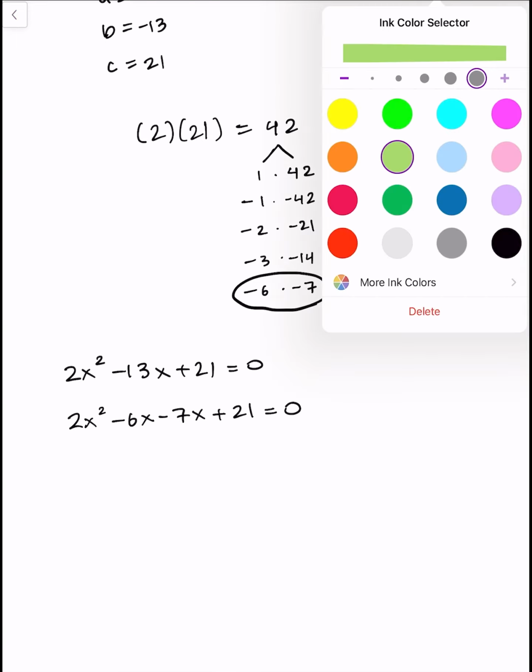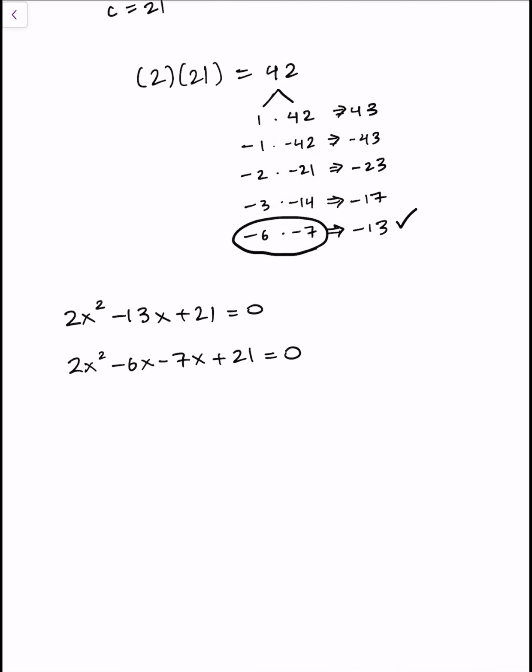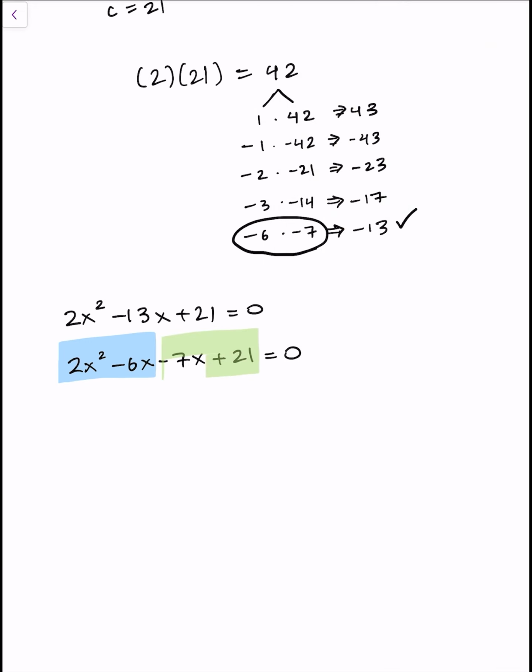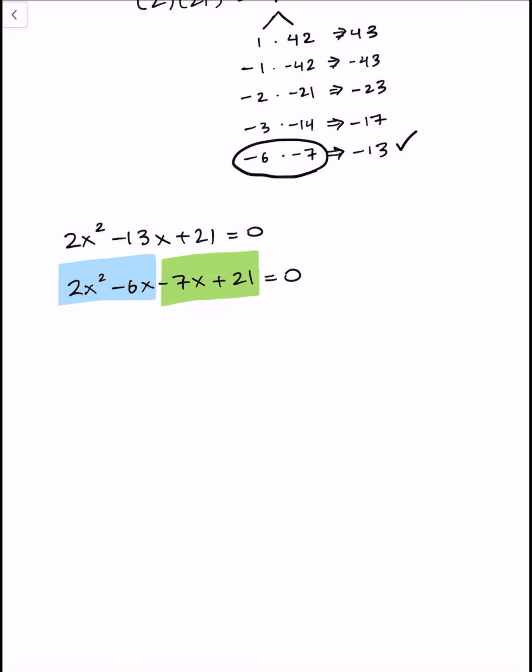And just like last time, I'm going to split this up into two chunks. This first chunk includes those first two quantities, and the second chunk includes these last two quantities. So let's look at the blue chunk first. We want to find something that we can pull out of each quantity. So we can take out a 2x from both of those quantities, and we'll be left with x minus 3. And then let's look at the green chunk. The most that we can pull out of both of those quantities is -7. So we'll pull out -7, and we're left with x minus 3, and that equals 0.